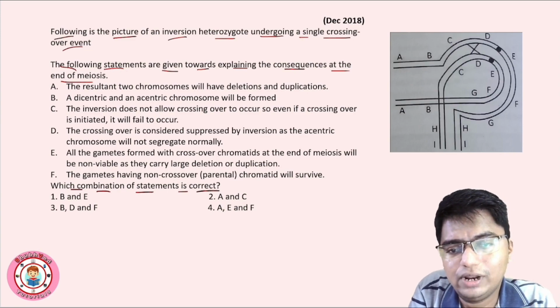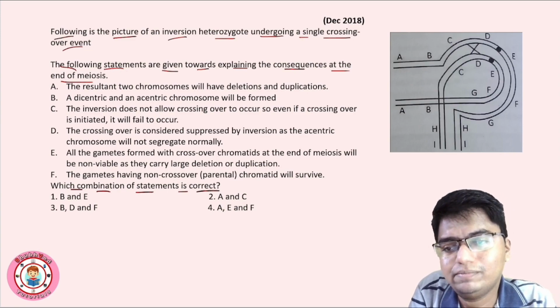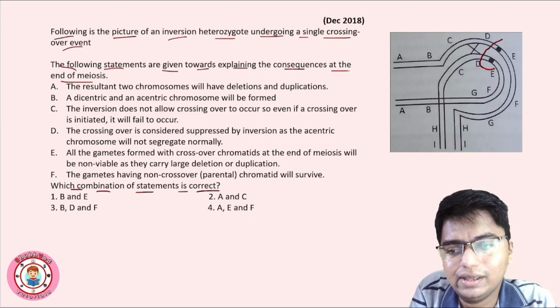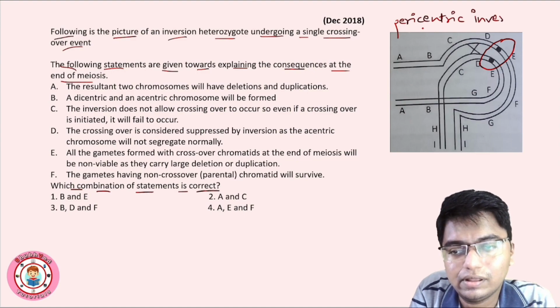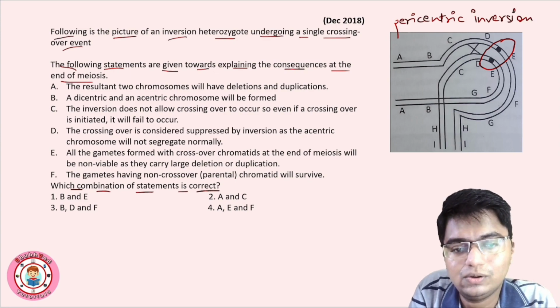So first of all again डायग्राम देखेंगे हम. Here inversion loop में centromeres are involved. This is a case of pericentric inversion. Okay, फिर pericentric inversion में क्या आता है, that we have to see. The resultant two chromosomes will have deletions and duplication. Okay, a dicentric and an acentric chromosome will be formed.